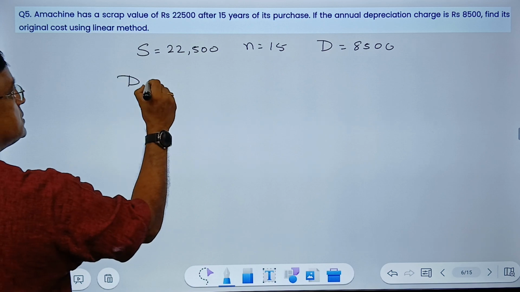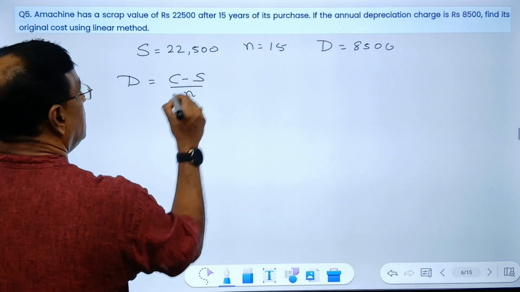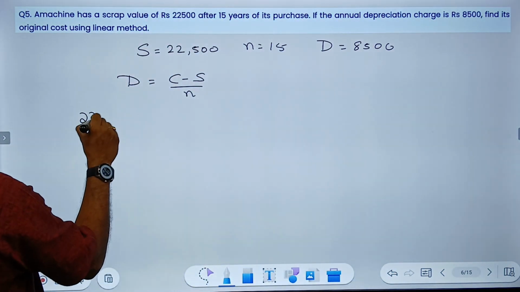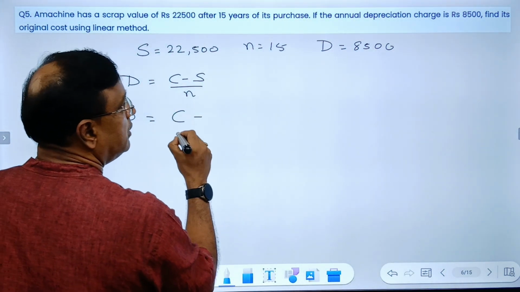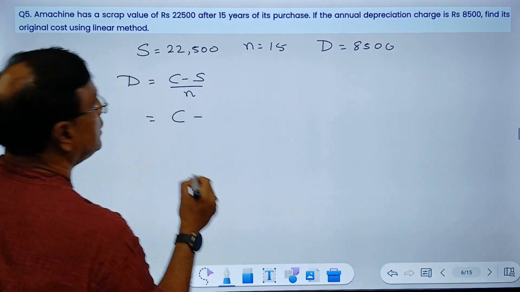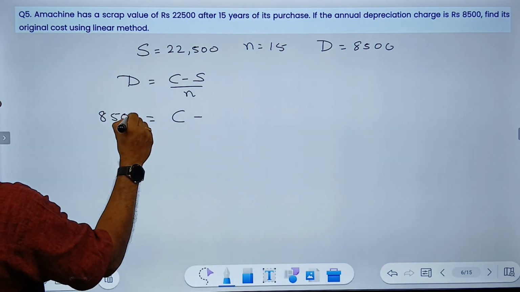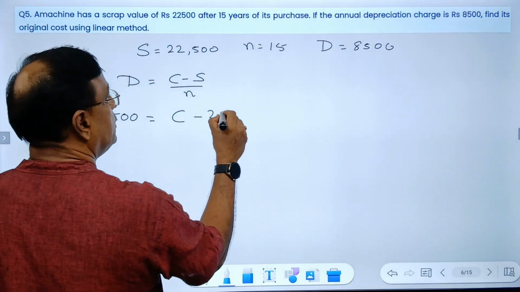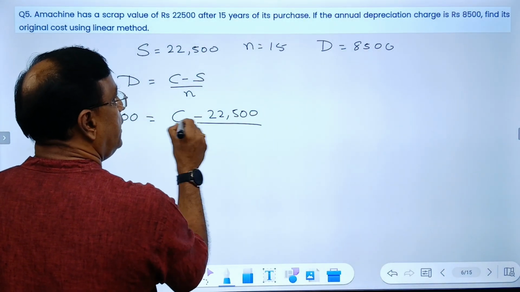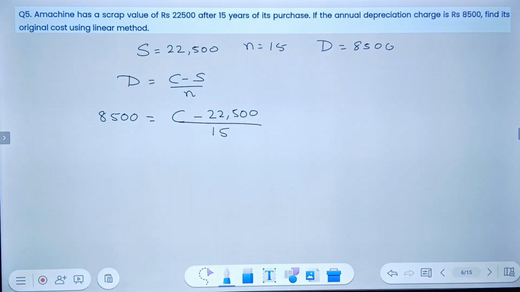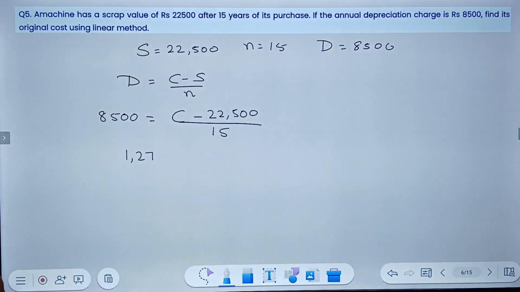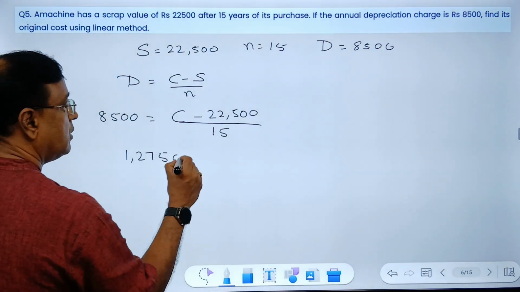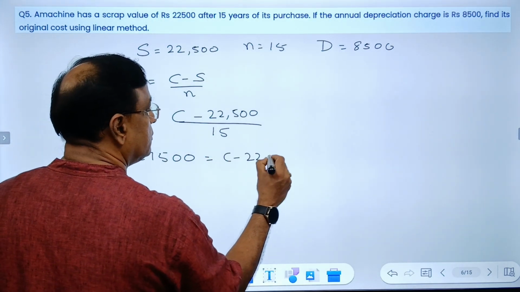So depreciation is D = (C - S)/N. D is given as 8,500. C is what I need to find. I'm sorry, this was a mistake earlier. This is 8,500. C minus scrap value, 22,500, over N, which is 15 years. If you cross multiply, I have done the calculation, you will get 1,27,500 equal to C minus 22,500.